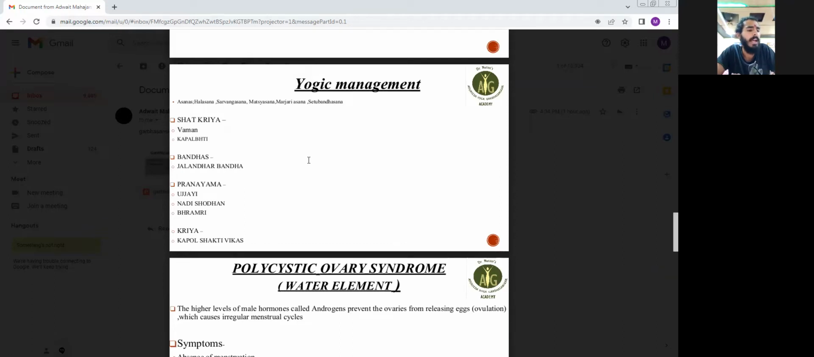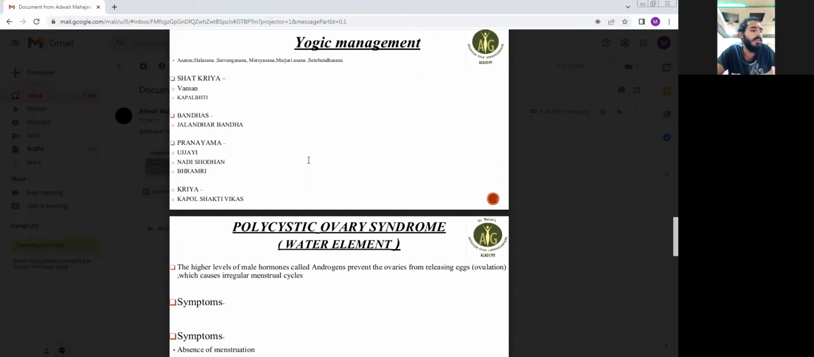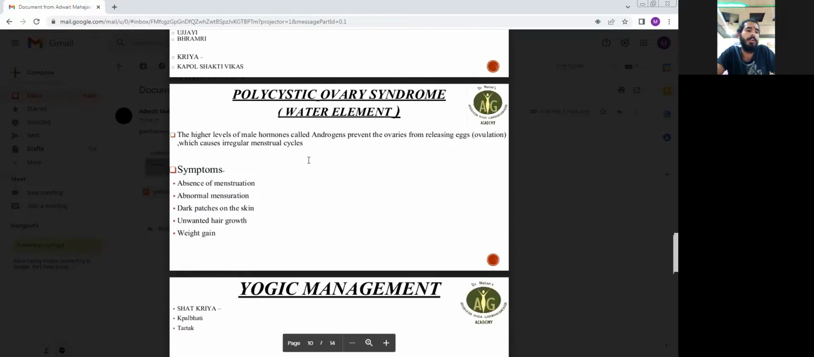The next one is the pranayama. Everyone knows the Ujjayi. Ujjayi will activate the thyroid region. The Nadi Shodhan and the Brahmi. We will include Brahmi in each hormonal imbalance because it works mainly on the brain and mainly on the pituitary gland. And the kriya that we can do is the Kapol Shakti Vikas and the Viparita Karni Mudra that is in the Hatha Pradipika.